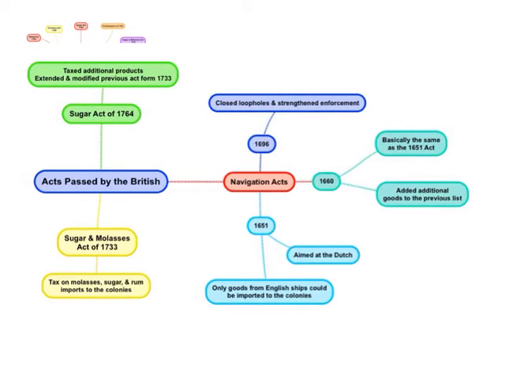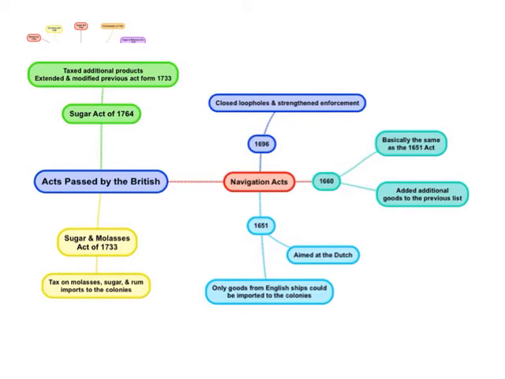We have the 1651 Act, we have the Act from 1660, and the Act from 1696. The Act in 1661 was aimed at the Dutch. At this point, Britain and the Dutch are engaged in intense competition for trade and for making money, and so the English thought, let's pass an act that's going to keep the Dutch from cutting in on our colonial action. So they said that only goods from English ships could be imported to the colonies. That was the key component of the act that we need to care about.